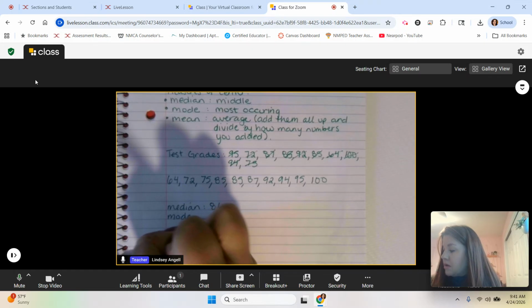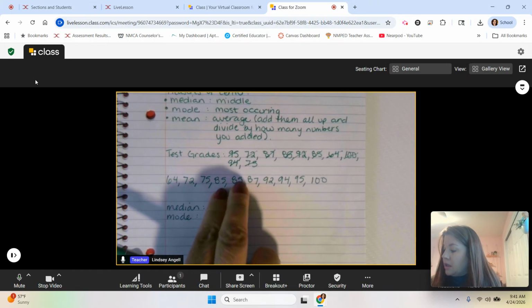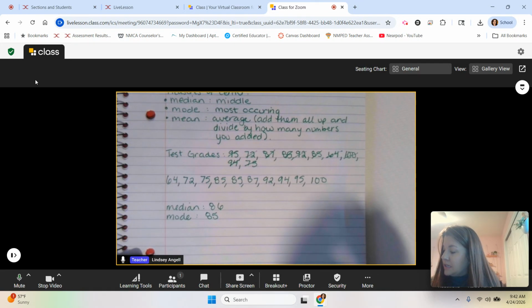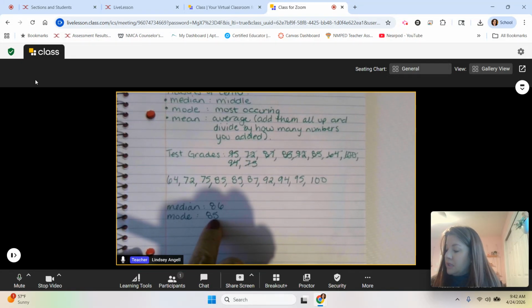For mode, that's the most occurring. 85 is the most occurring in this case because it's the only one that happened twice. Every other number happened once.